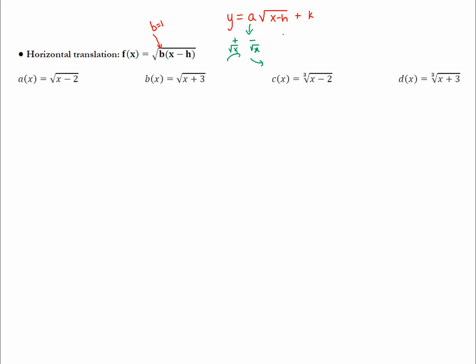If it says -h, it's going to the right. And if it says +h, it's going to the left. If it says +k, it's going up. And if it says -k, it's going down. Okay?